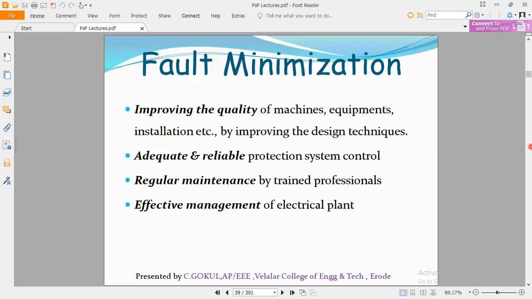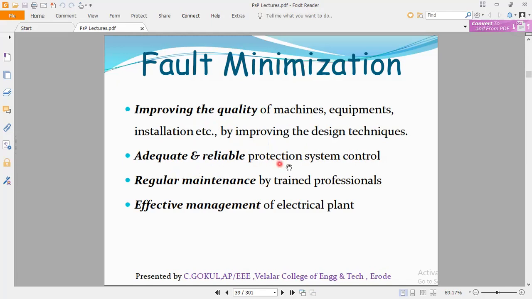Hope all the things are clear. So we are moving towards fault minimization. What are the preventions that we need to follow to minimize the fault level, to improve the quality of machines and equipment, especially the insulation and installation, by improving the design techniques to design the system in an improved way? So the fault level would be minimized in this way.